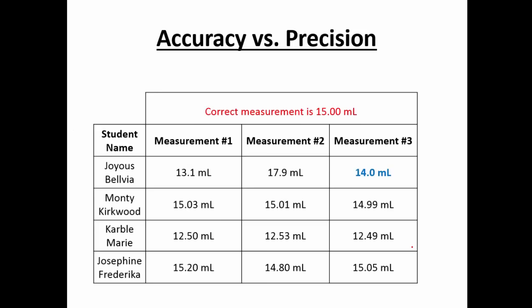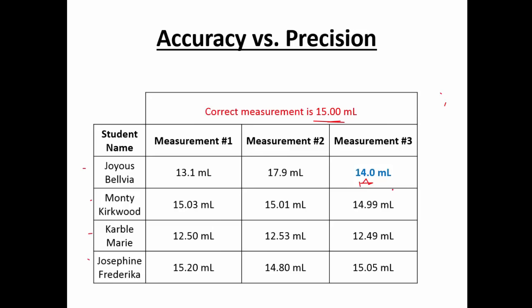Now to look at an example, say we're actually measuring something, and our intended target is 15 milliliters. We have Joyce, Monty, Carbel, and Josephine, four people, and each of them made three measurements. I want you to change our measurement here to 14.0 milliliters, just a slight little change that we're going to make as we're working there.